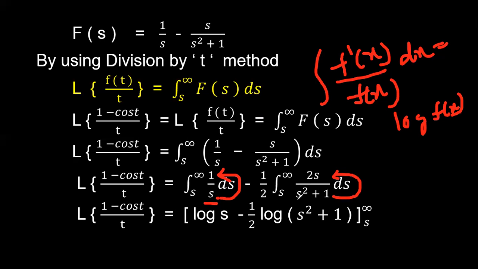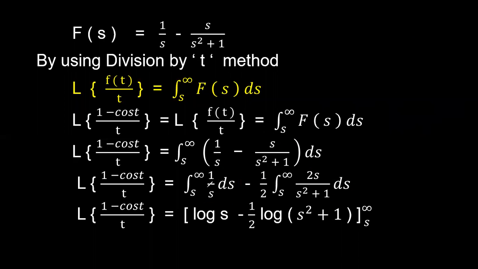But here we have the s term, so what we have to do is multiply and divide by 2, that is, multiply by 2 and divide by 1 by 2, in order to get this form. For the first term you will get log s, minus, for the second term, 1 by 2 into log of s square plus 1. The limits are s to infinity.